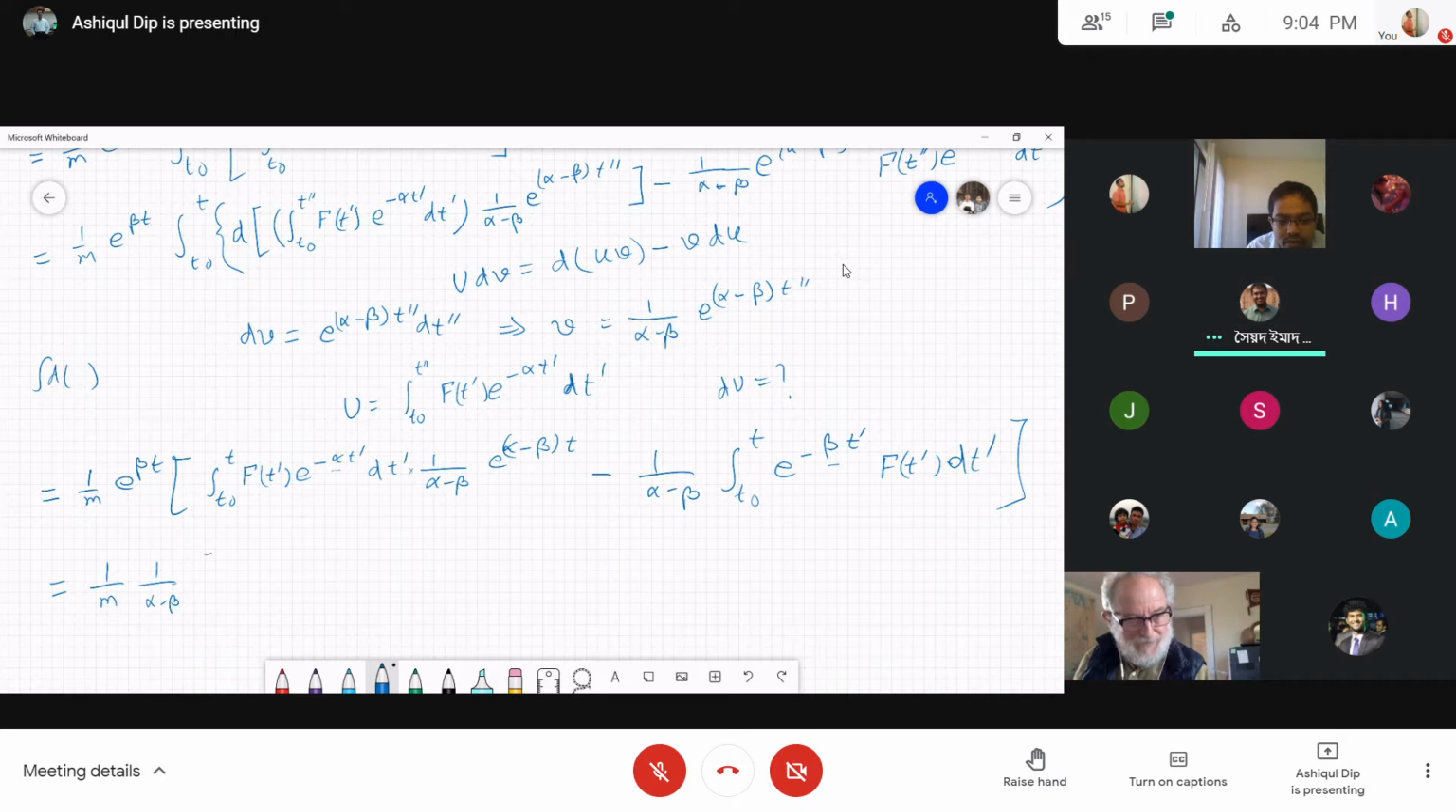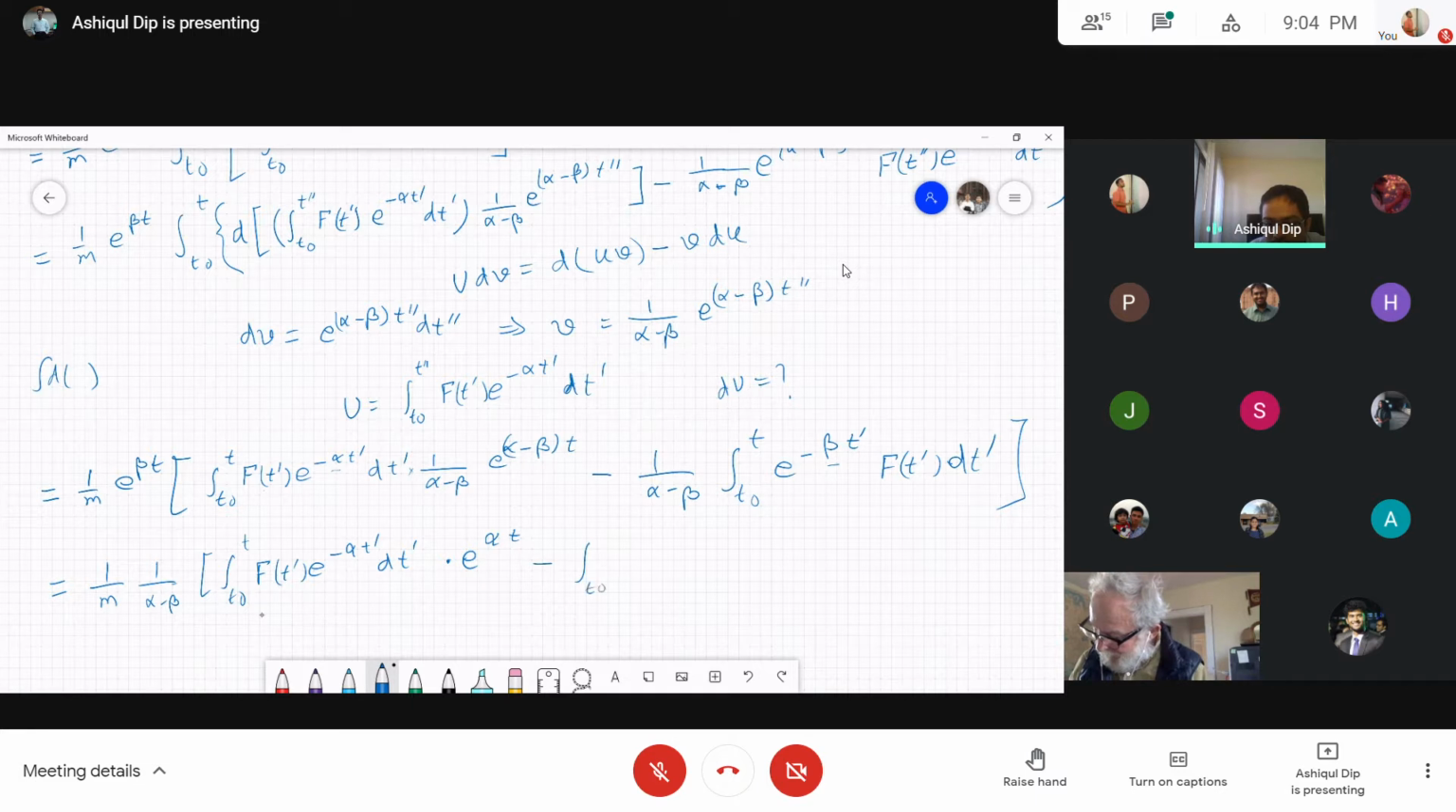Yeah, so the first term becomes integration t0 up to t f at t prime e to the power negative alpha t prime dt prime. Then you have multiplied by e to the power alpha t only, right? Yeah. And on the other side only it is e to the power beta t. Yeah, and then on the other side you have e to the power. Let's take that thing inside of the integration as well. So t0 up to t e to the power beta t e to the power negative beta t prime f at t prime dt prime.